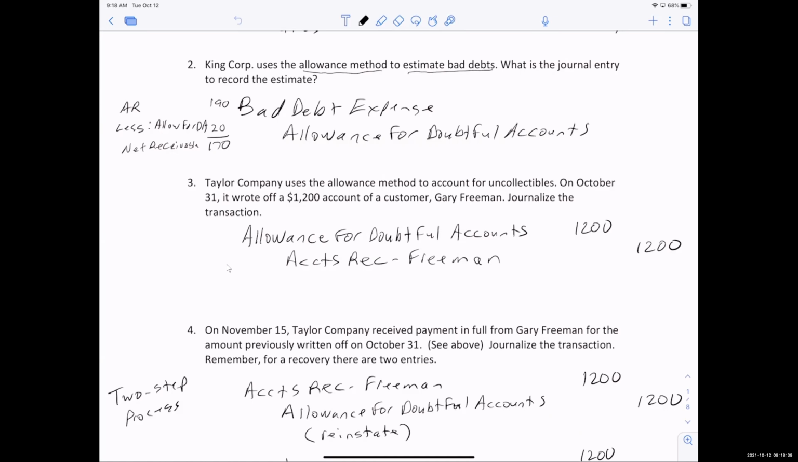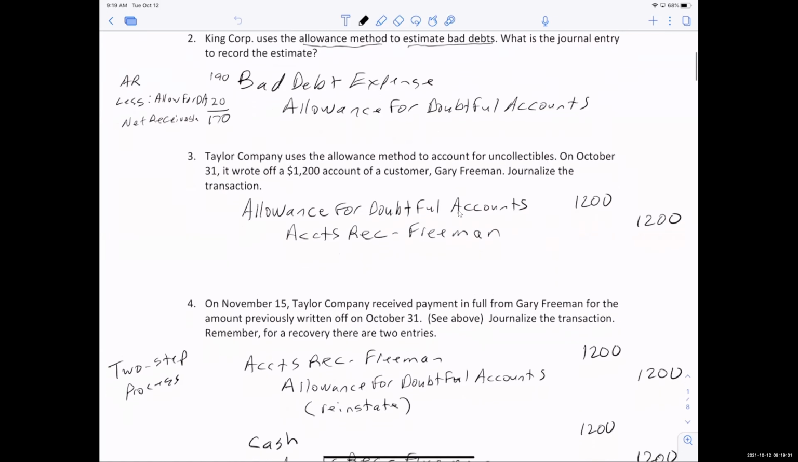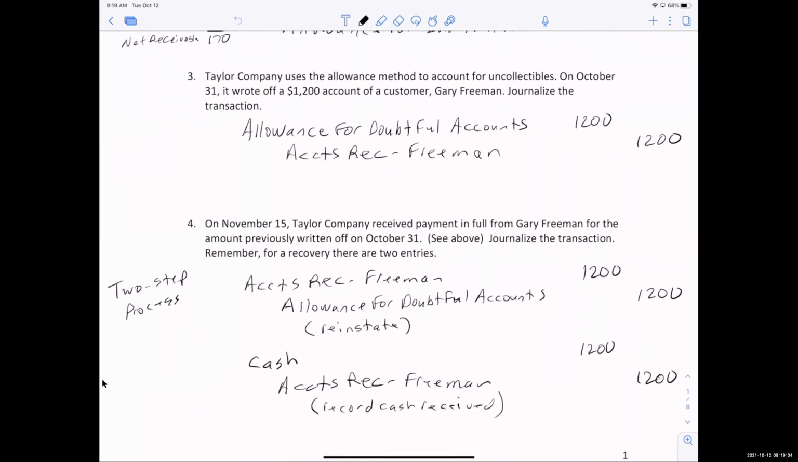Okay, now what happens if you wrote off Gary Freeman and he's racked with guilt? He said, I can't believe it. I'm a good person. I pay my bills. So he actually out of the blue comes back and says, hey, here's your money. I want to pay what I owe you. Well, man, you've already written him off, right? So you have to reinstate him. So when somebody pays on an account that you've already written off, it's a 2-step process. You have to reinstate the receivable and then receive the cash against the receivable.